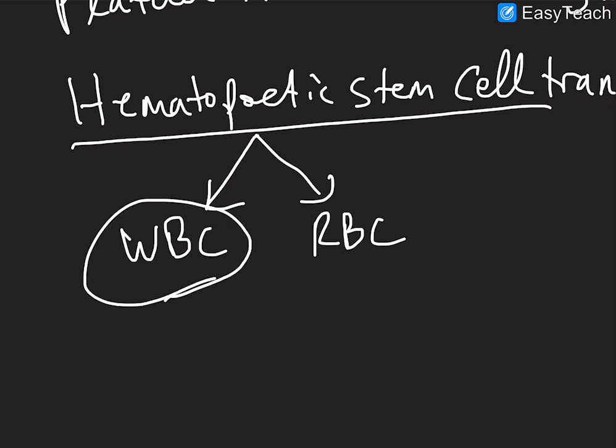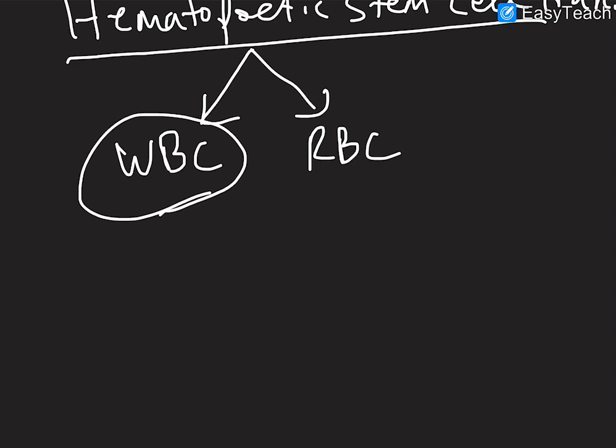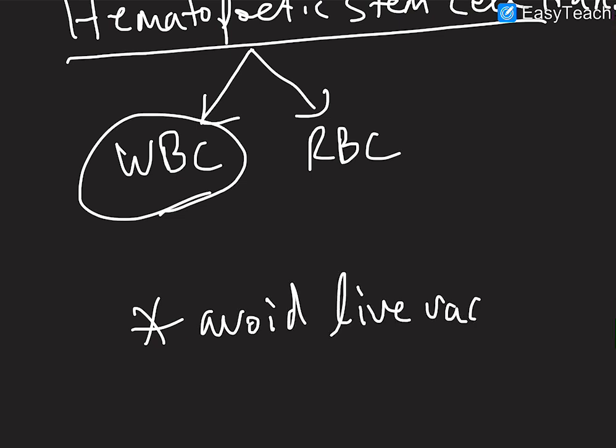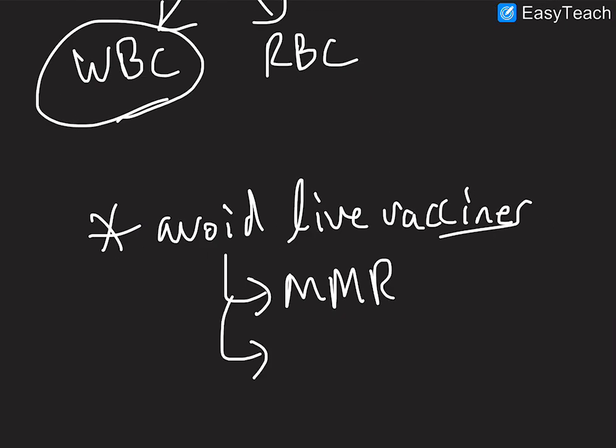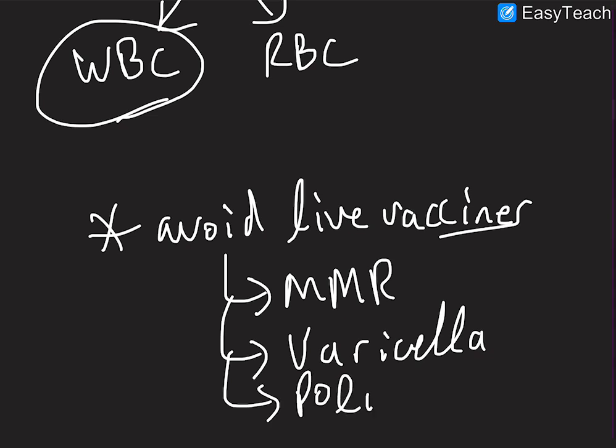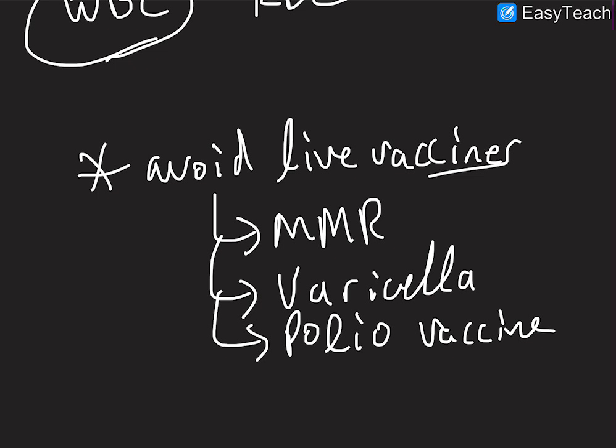And then of course, remember because they can't really make proper amounts of antibodies, you don't want to give live vaccines. So avoid live vaccines like MMR, which we talked about in the previous videos too. MMR, varicella, and even polio, the polio vaccine. And then that's basically it. So that's the basic summary of Wiskott-Aldrich syndrome.